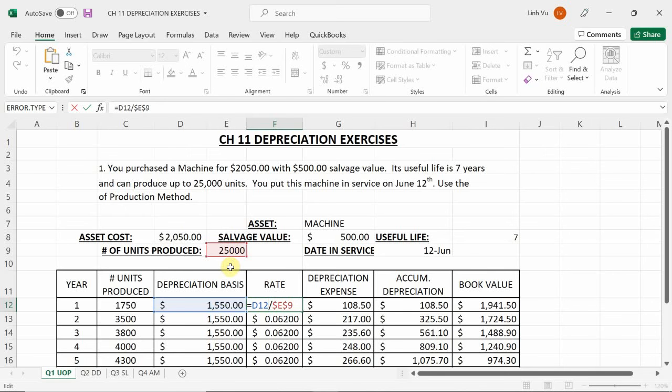The depreciation base is the difference between 1050 minus the salvage value. Yes.